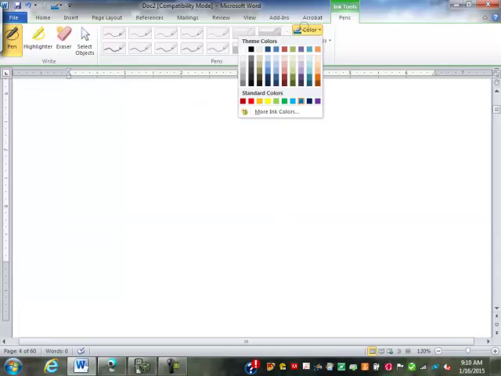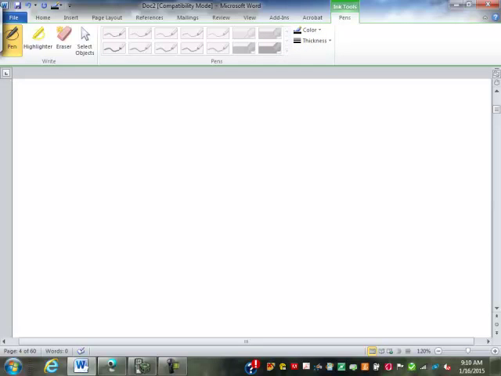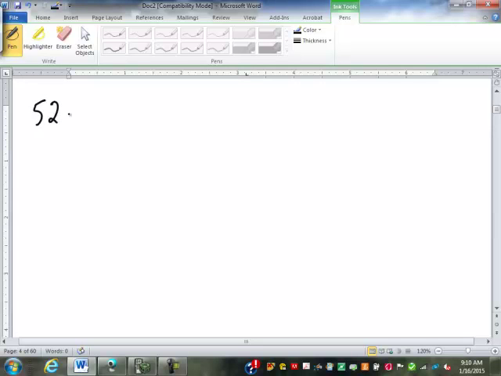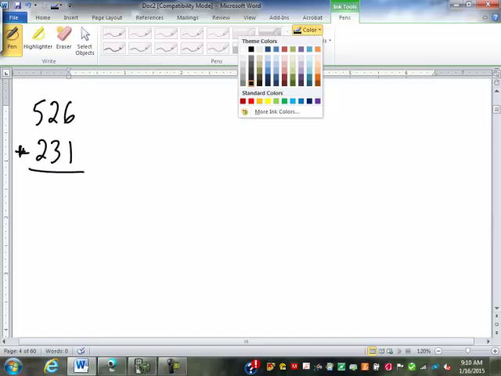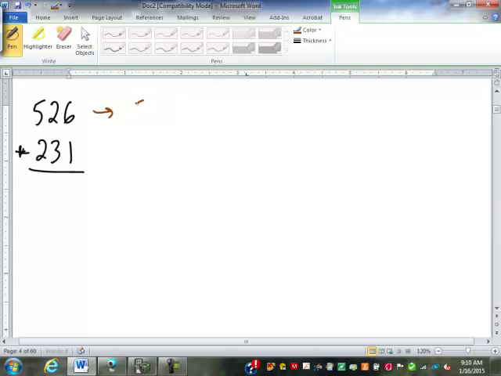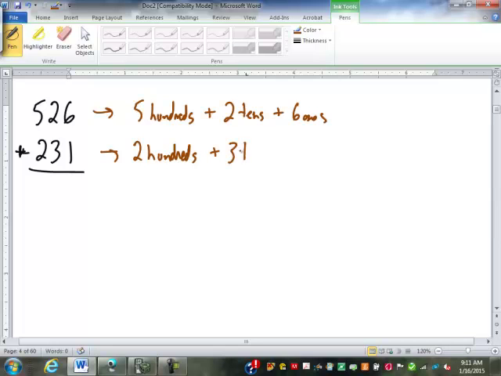But let's do one example of each of these and get through them kind of quickly. What if we had 526 plus 231? Now I am going to write these out in expanded form. So this is 500s plus 2 tens and 6 ones. This is 200s plus 3 tens and 1 one.